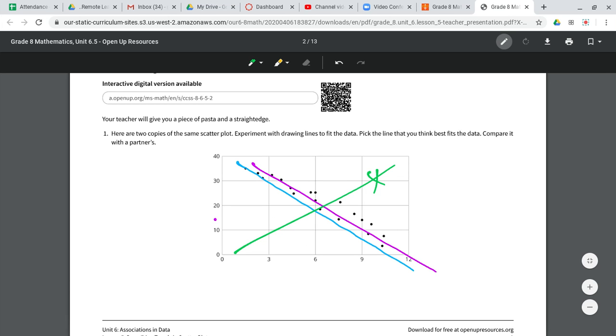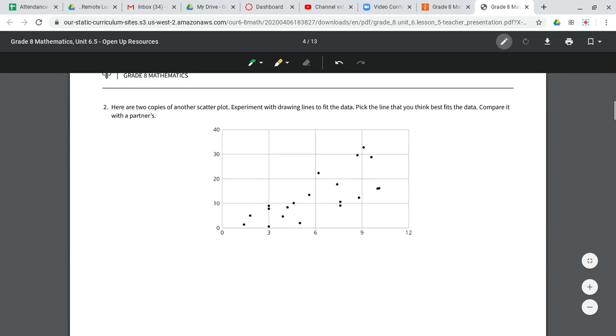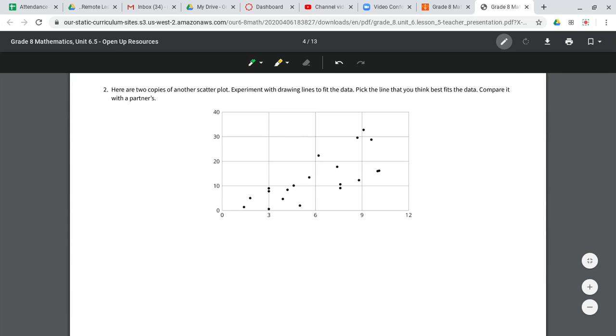So now we're going to take a look at another one. So that was the same one. So here are, once again, 2 copies. We're just going to do it all right on this one. Here are 2 copies of another scatter plot. Experiment with drawing lines to fit the data. Pick the line you think best fits.